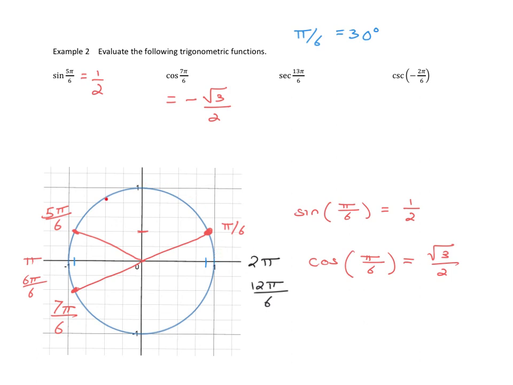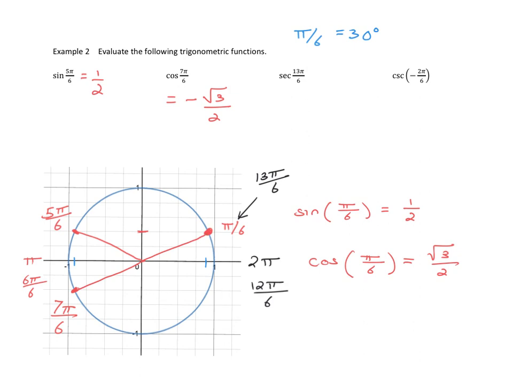So if this is a rotation of 12 pi over 6, and you go pi over 6 more, that would be 13 pi over 6, which is actually right here. So it's the same location as this pi over 6. This is actually nice. If I know the value of secant of pi over 6, it's going to be equal to the value of secant of 13 pi over 6 because we're actually talking about the same location.